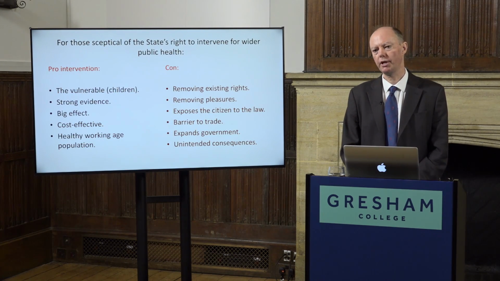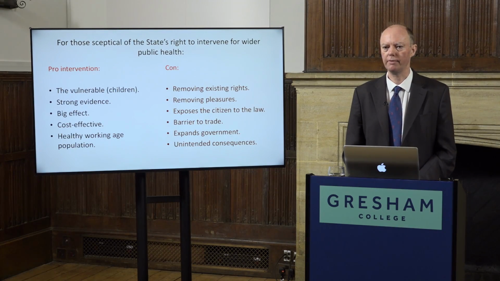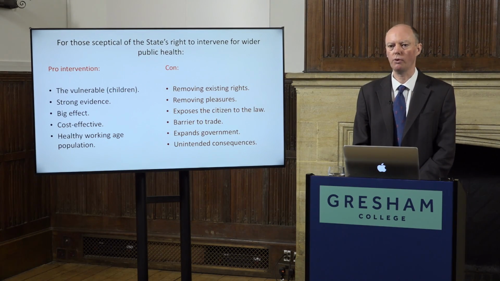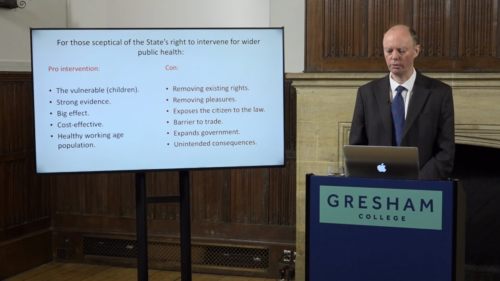Finally, before I summarise, for those who are sceptical of the state's right to intervene for wider public health in these more contested areas, so I don't think this is true for the areas like epidemics, infections, air pollution, but in these more contested areas, certain things will make it more likely that citizens and therefore politicians elected will be comfortable. If it's protecting the vulnerable, children, the elderly, others, if there's strong evidence, if there's a big effect, if it's obviously cost-effective, and if it has a particular impact on the healthy working-age population because that feeds through to wider societal benefits. They will be more sceptical if it removes existing rights, removes pleasures, exposes citizens to laws that weren't there before, provides a barrier to trade, expands government, or a constant fear, has unintended consequences. And I think people who think about these interventions in the more contested areas have to think about all of these potential issues.